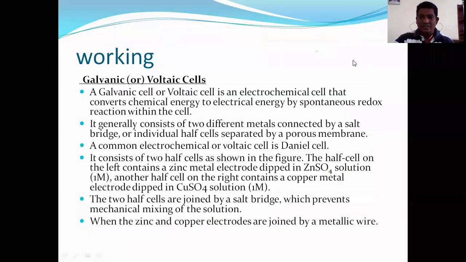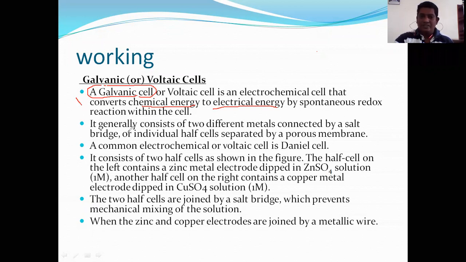You will see the continuation here. When discussing the working of a galvanic cell or voltaic cell, the galvanic cell is explained based on the conversion of chemical energy to electrical energy. This point is very, very important. The galvanic cell converts chemical energy to electrical energy.